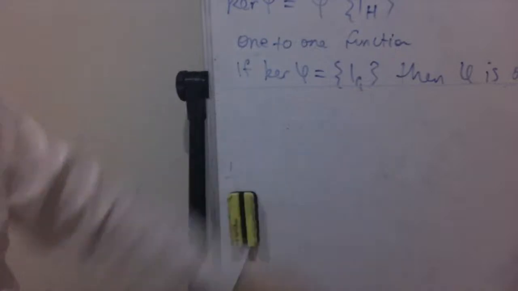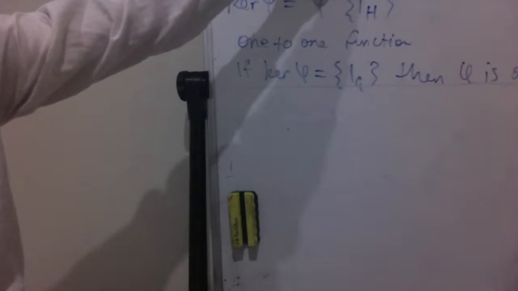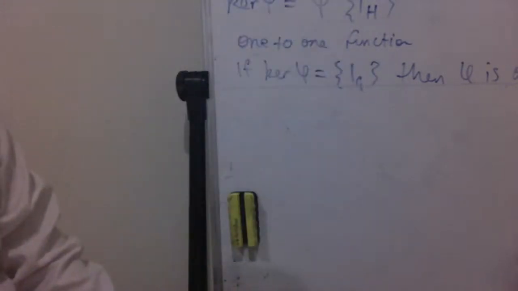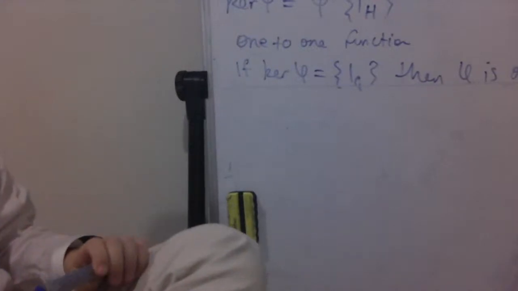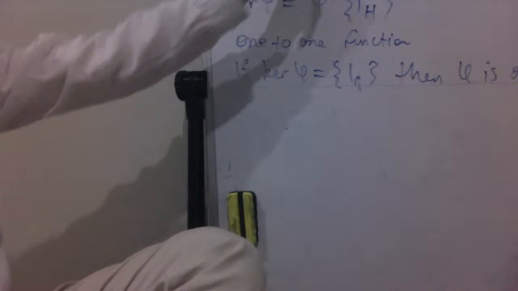What's the difference between 1G and 1H? 1G comes from G, 1H is in H. Assume G is a group, and also assume H is a group. If you don't assume that, you can't define a group homomorphism, because there's no operation here. You need an operation on this to make sense, and an operation on that for this to be defined.